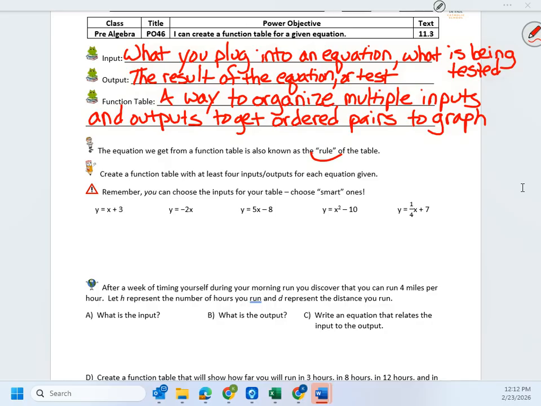So we're going to create a function table with at least 4 inputs and outputs for each equation given. You need to have at least 4 so you can see that pattern. All right, if we only put 2, we can't see what the pattern is. We want to see those patterns. Remember, you can choose the inputs for your table. So what you're putting in, you get to choose. So we're going to choose smart ones, and I'm going to show you what that means. I'm going to erase this so I can scroll up.